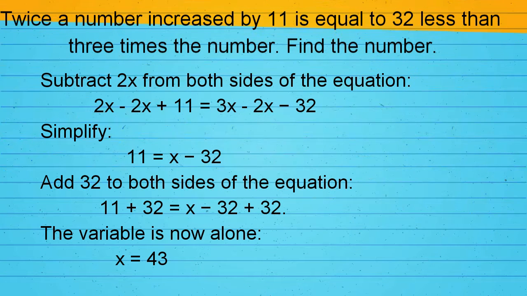Subtract 2x from both sides of the equation. Simplify. Add 32 to both sides of the equation. The variable is now alone. x is equal to 43. Therefore, the number is 43.